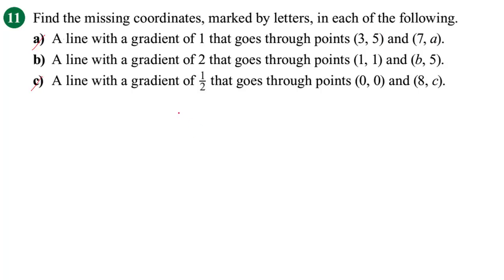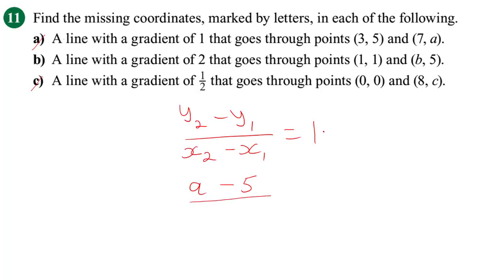So what we are saying is this, that if you do y2 take away y1 over x2 take away x1, you need to get 1. That's what they're saying here, right? So y at point 2 take away y at point 1. Now y at point 2 here is basically A, and at point 1 is 5. Okay, and then we're going to divide by x. X at point 2 is 7, and at point 1 is 3. So 7 take away 3. Now, this should actually give us 1 really, because they've said the gradient is 1. Okay?